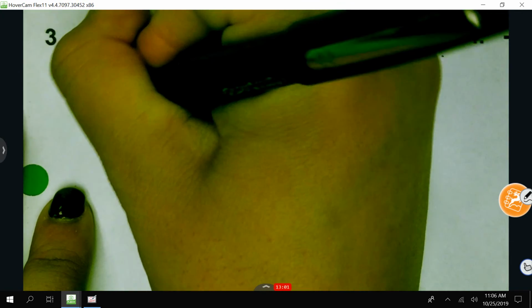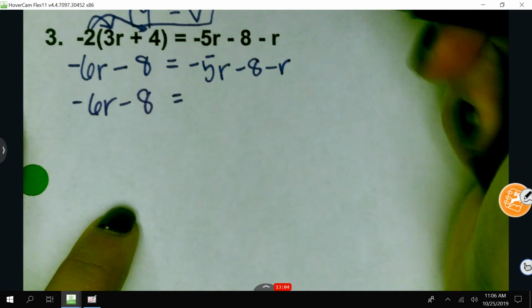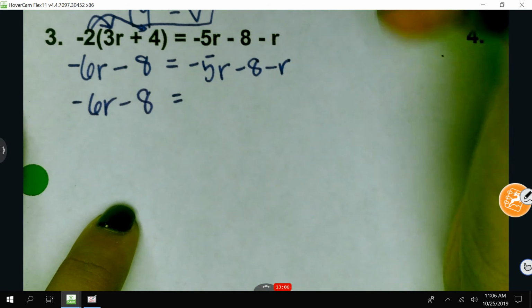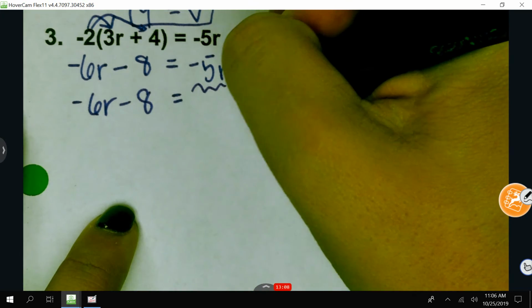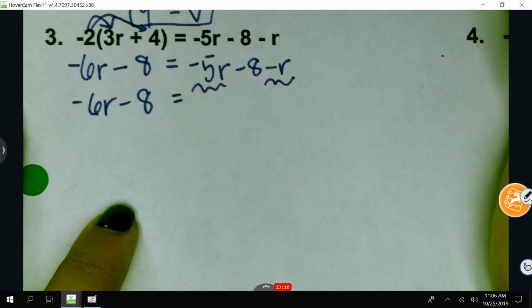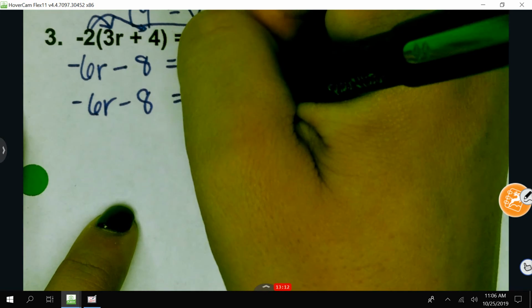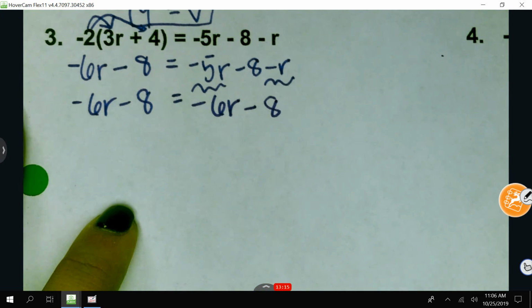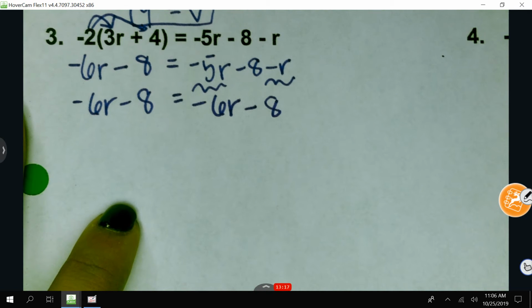So my left is going to stay the same. And what am I combining over here? Negative 5r and negative r. Good. So what is that? Negative 6r minus 8. Okay. Add 8.